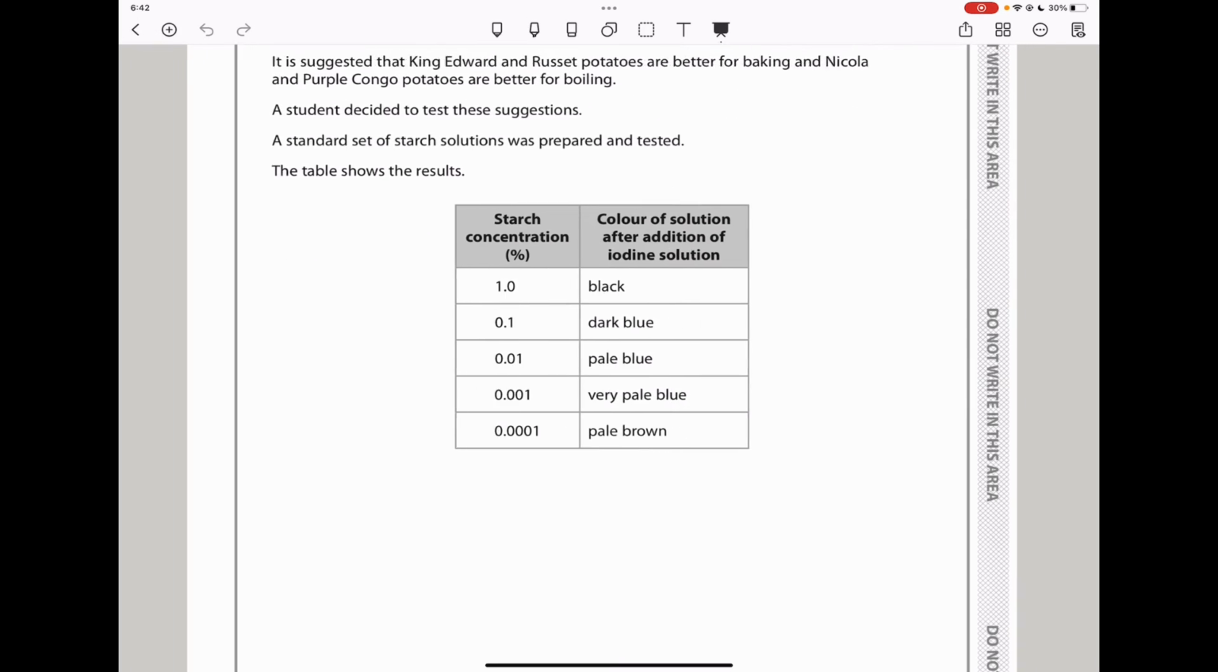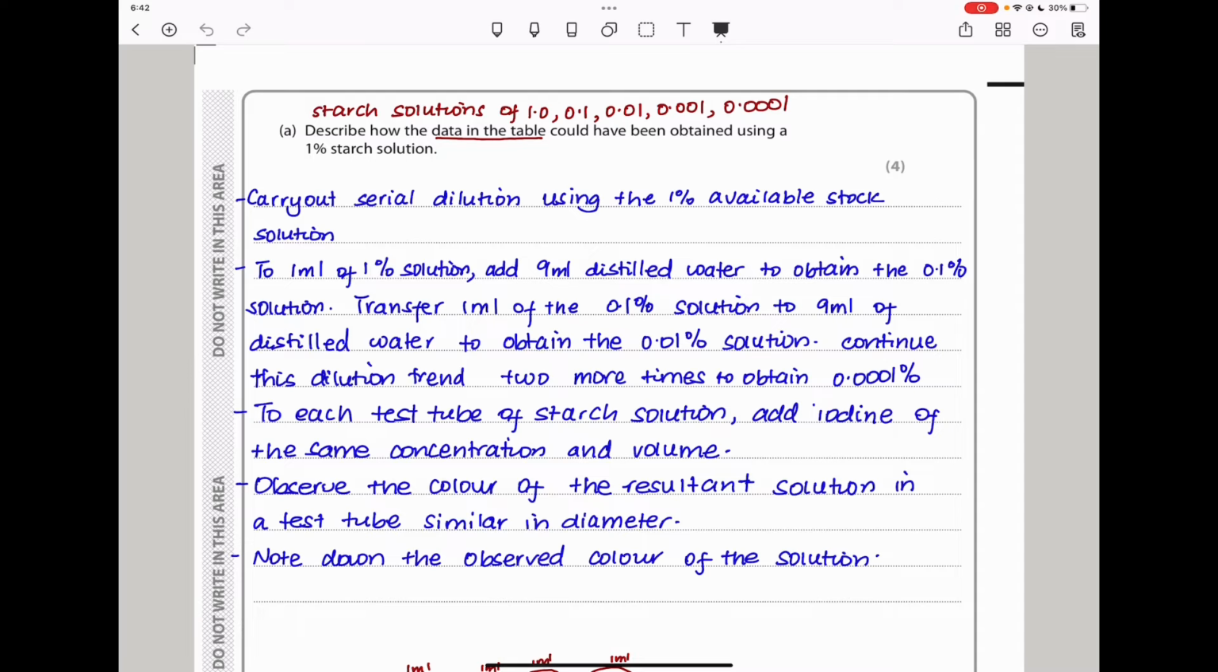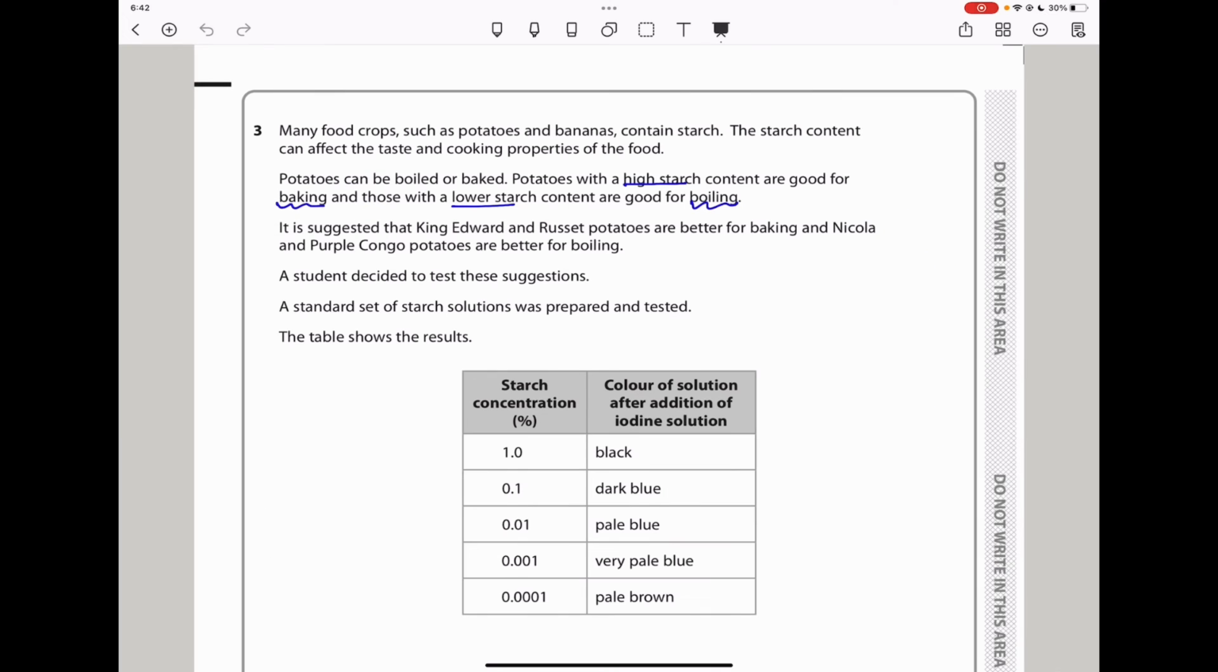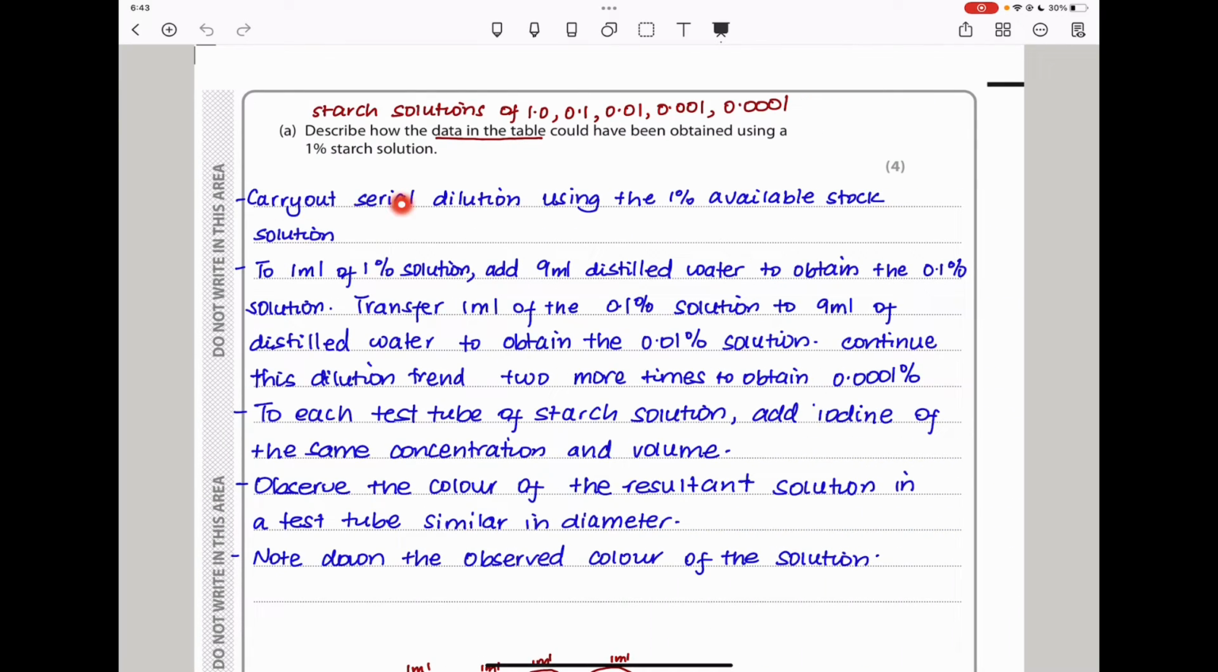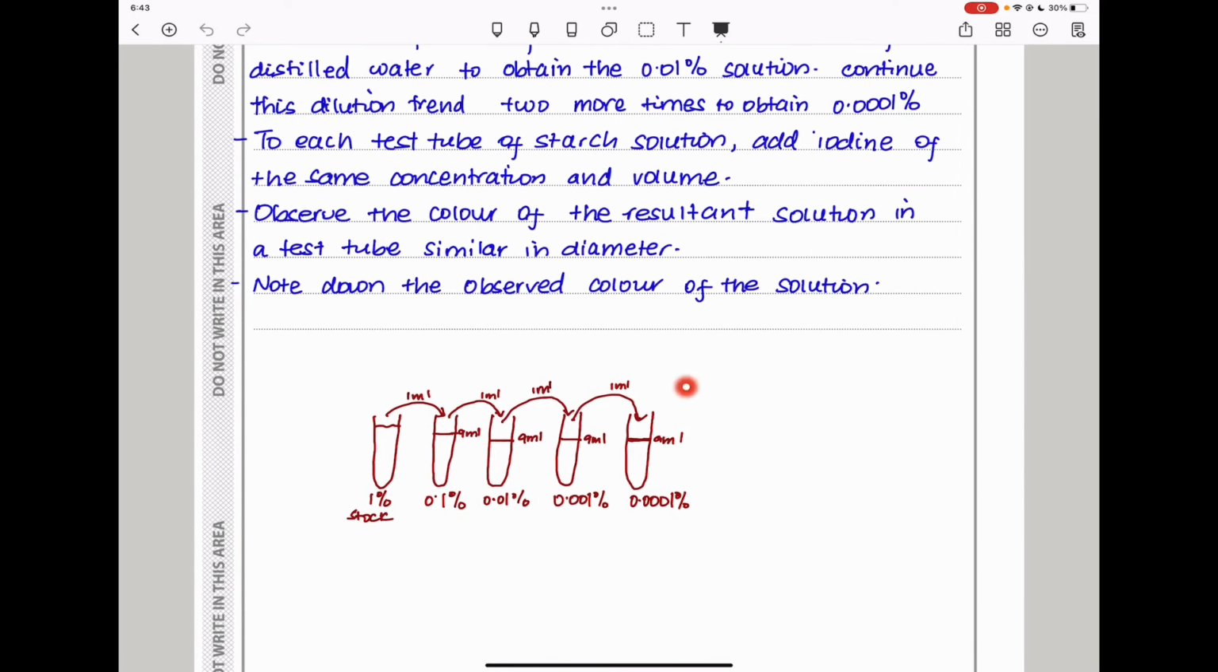So let us go to the next page. Here they say, describe how the data in the table could have been obtained using a 1% starch solution. I want to take you back to the table. The table has different percentages, or different concentrations. If we begin with 1%, we carry out serial dilution, so it is diluting by 10, 10, 10 until the end. So here I say, you carry out serial dilution using the 1% available stock solution. This part here is explaining the details of serial dilution. I don't know if you can see here, I try to place it here.